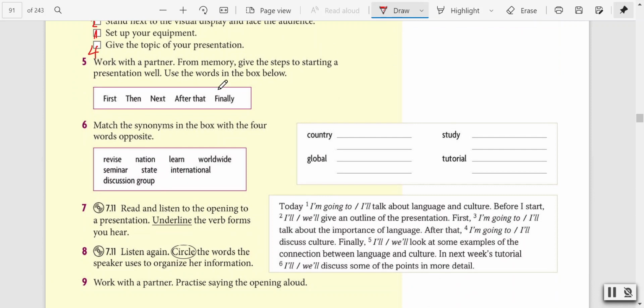Work with a partner from memory. Give the steps to starting a presentation well. Use the words in the box below.